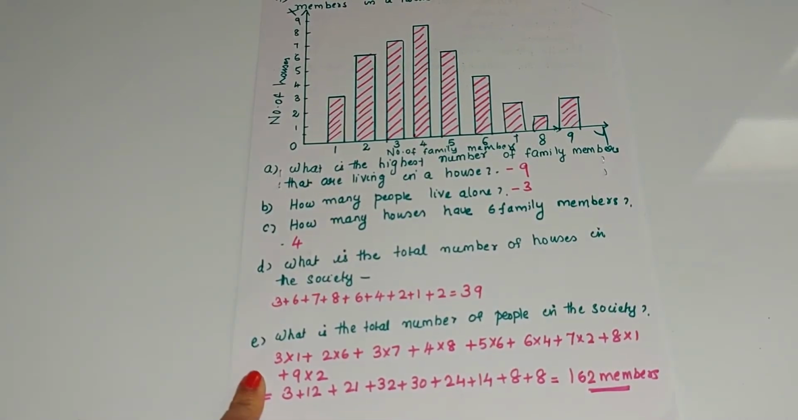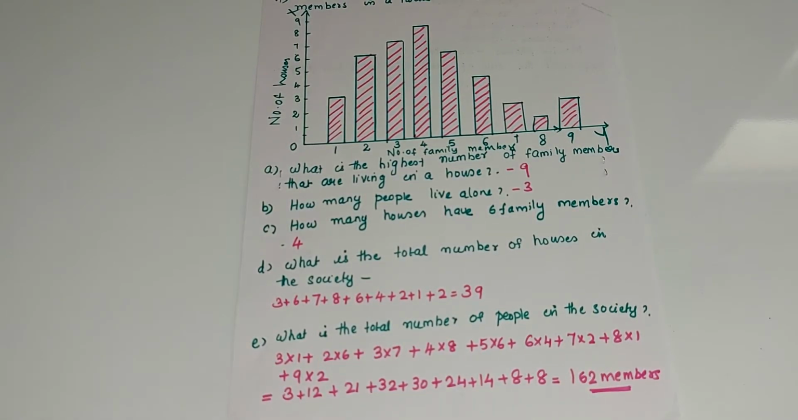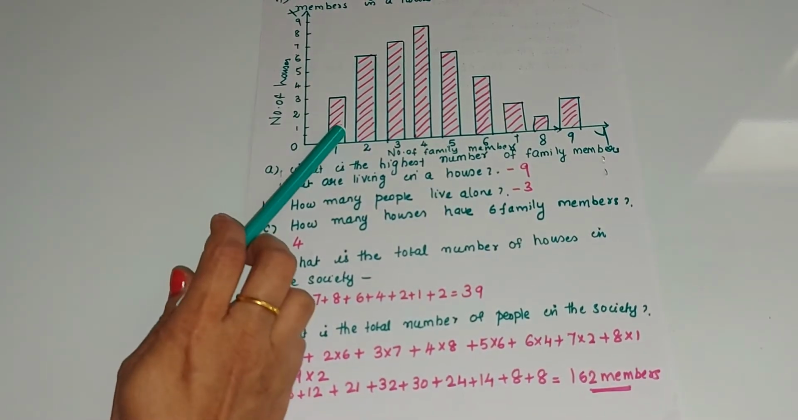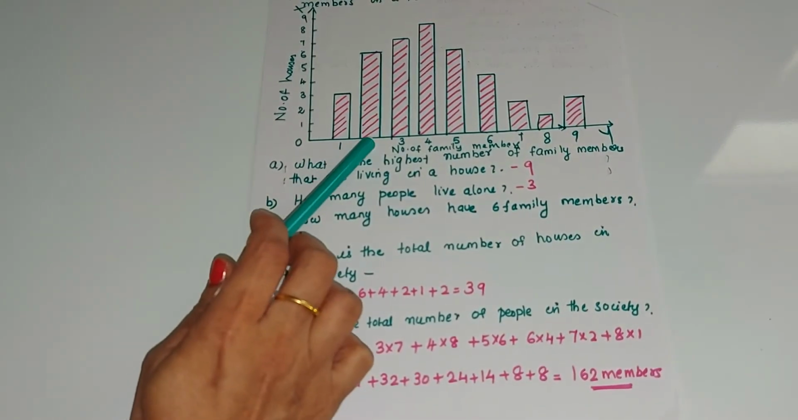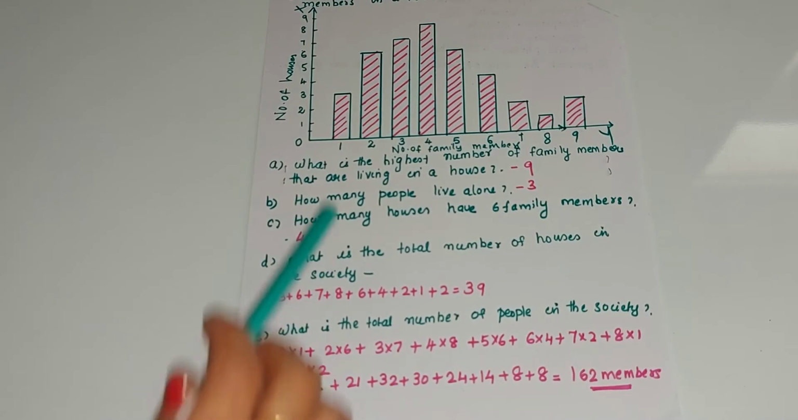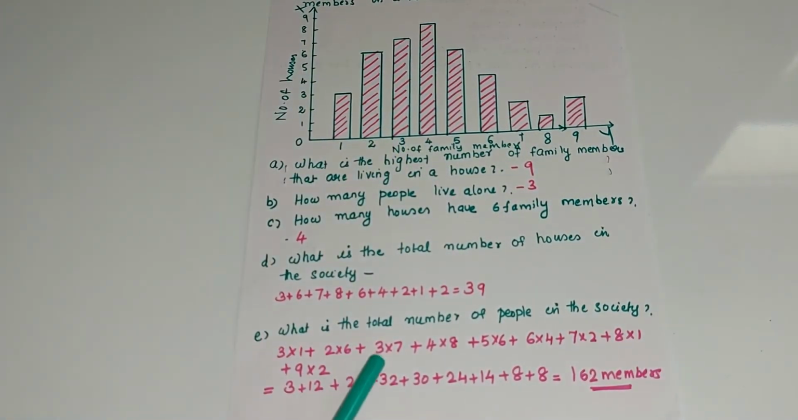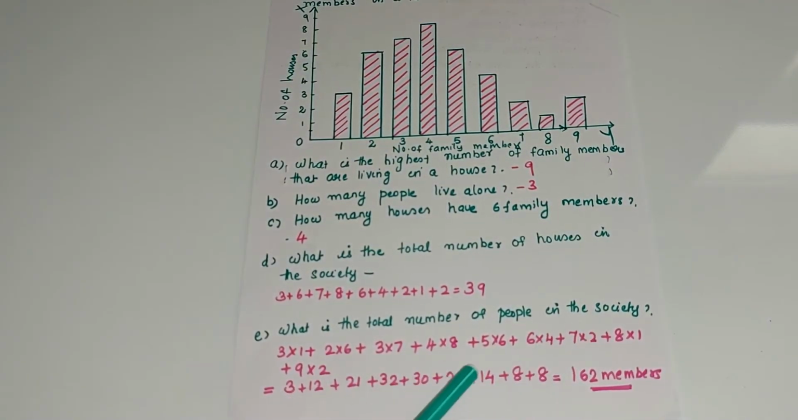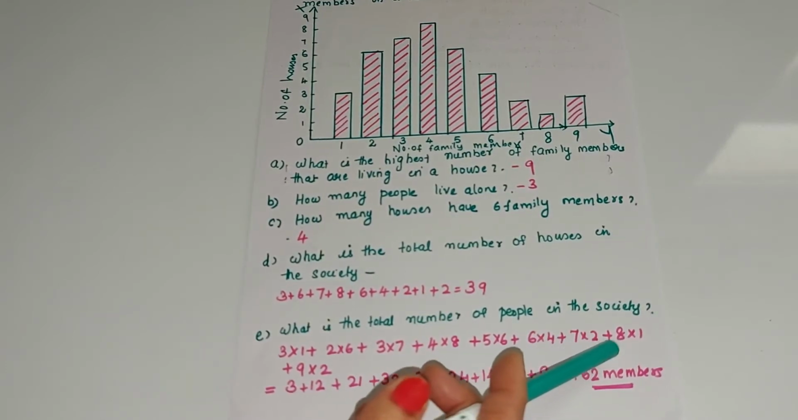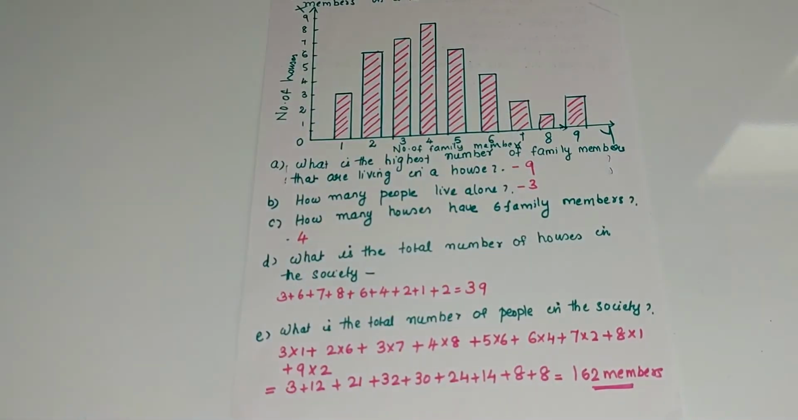Now part E, what is the total number of people in that society? We have to find out the total number of people. In this house only one member and there are 3 houses, so 3 into 1. Here 2 members and 6 houses, so 2 into 6. Here 3 members and 7 houses, so 3 into 7. Here 4 members, 8 houses, so 4 into 8. Like that you find 5 into 6 plus 6 into 4 plus 7 into 2 plus 8 into 1 plus 9 into 2. After calculating we get 162 members. Totally the people living in that society is 162.